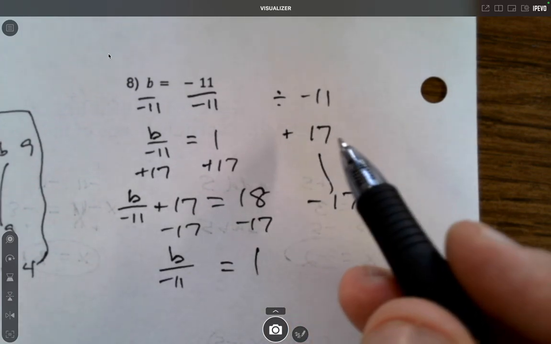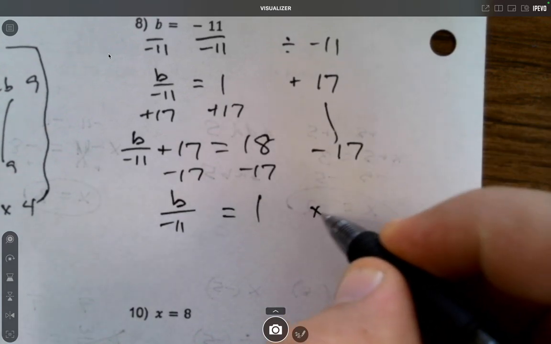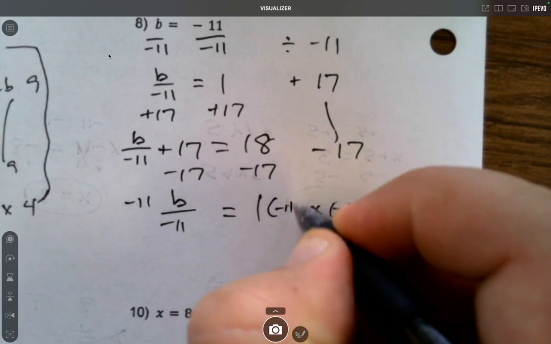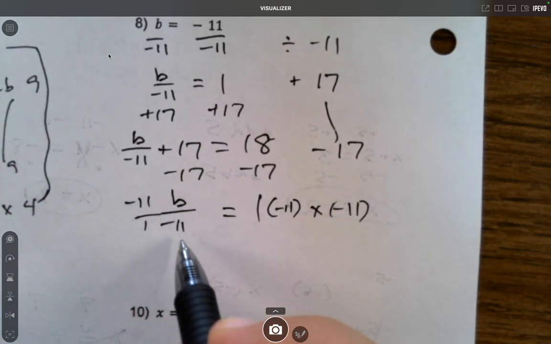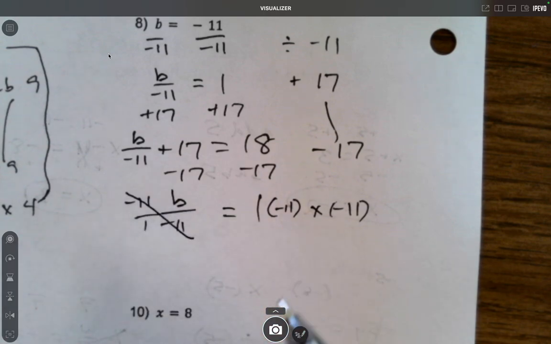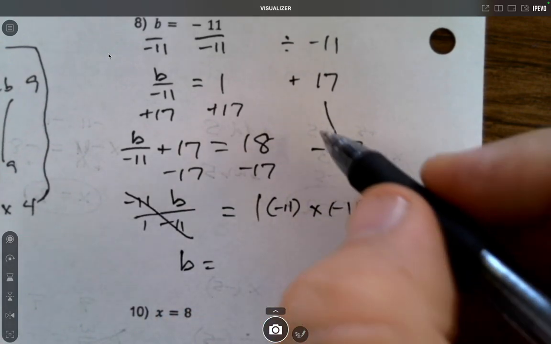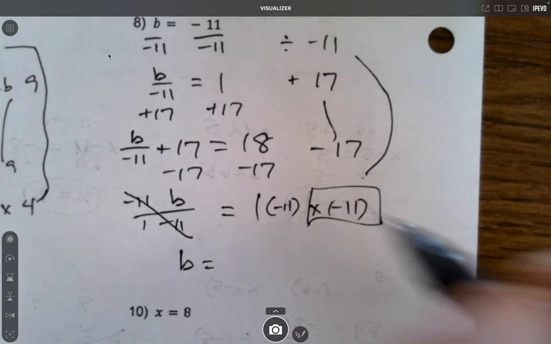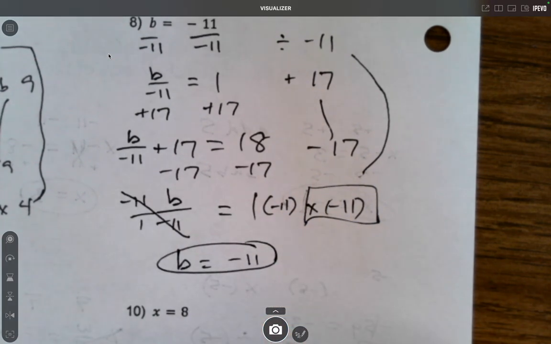Now, he divided by negative 11. We want to do the opposite of that and multiply both sides by negative 11. So negative 11 over 1. So the negative 11 over negative 11 cancels out because that's equal to 1. So we have 1b is equal to, this is just the operation right here, paralleling that. 1 times negative 11 is negative 11.